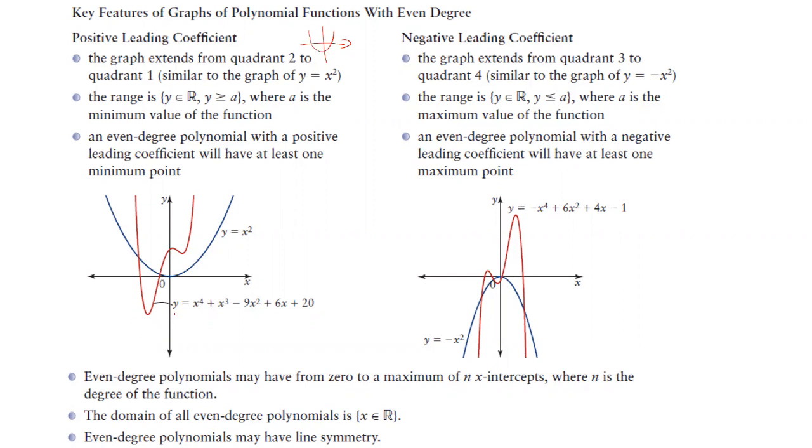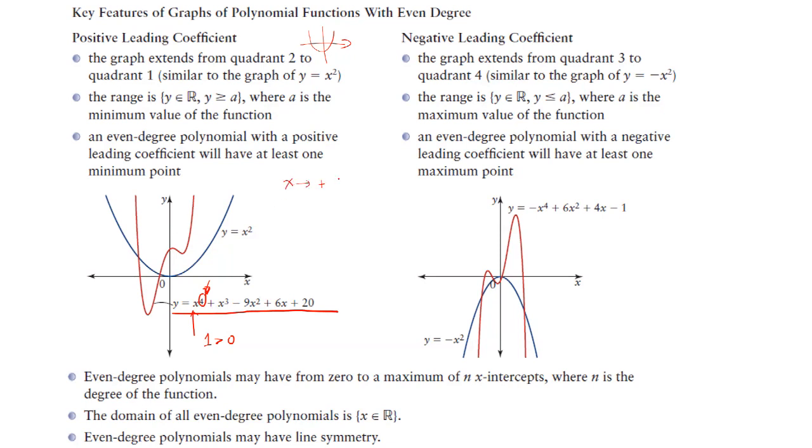All right, for example, let's have a look at this function. The degree of this function is 4, right? Which is even, and the leading coefficient is 1, which is positive. So this function will have a pattern extending from the second quadrant to the first quadrant. Why? Because as we have discussed, the greatest power of x here has the most significant influence on the whole values, right?